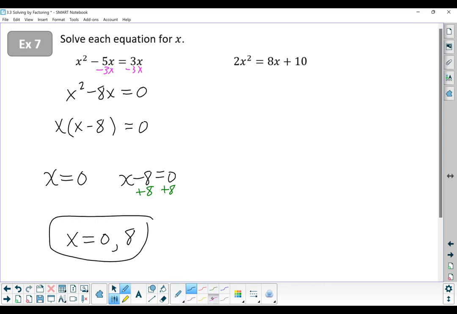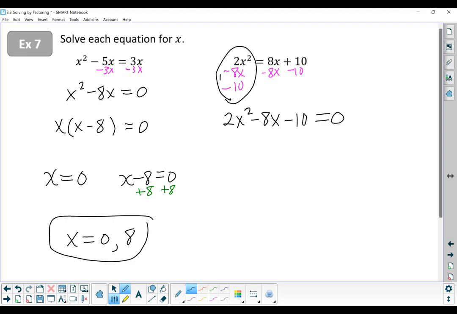All right, this one in particular, people have a hard time getting equal to 0 because they don't have anything to combine with. We are subtracting from this side of the equation, from both sides, I guess. None of these terms combine, so that's our trinomial: 2x squared minus 8x minus 10 equals 0. So don't let it trip you up if you have nothing to combine with. That just means they're their own terms.